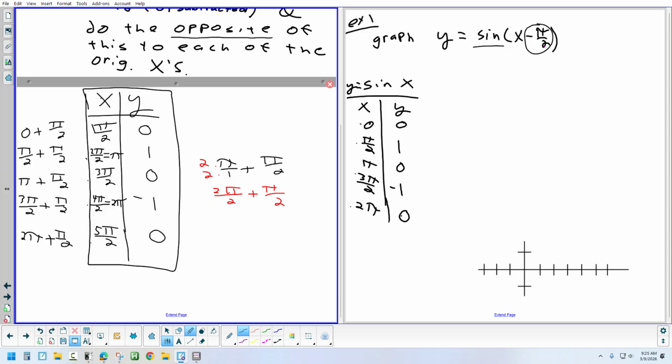Does that pattern work for sine and cosine? There's always a pattern, but sometimes it's a little bit different depending on the problem. There is always a pattern.